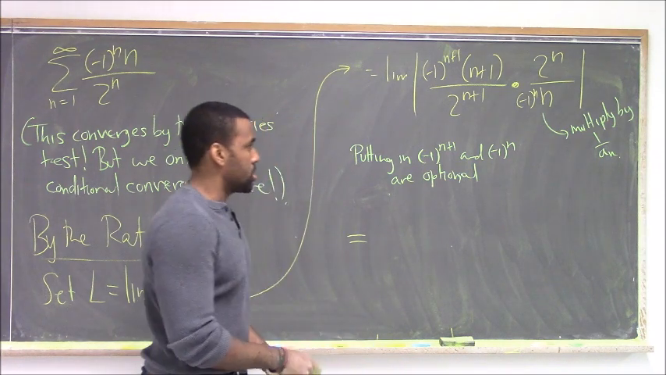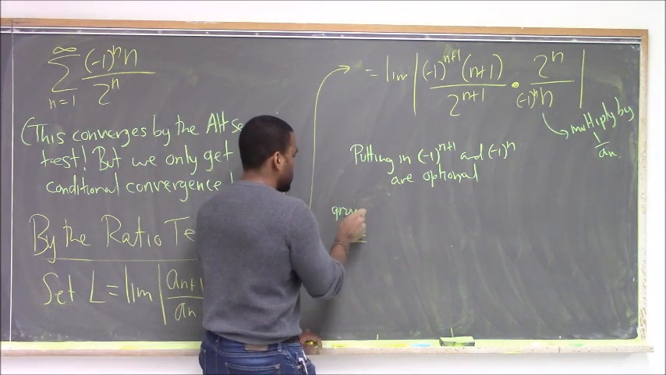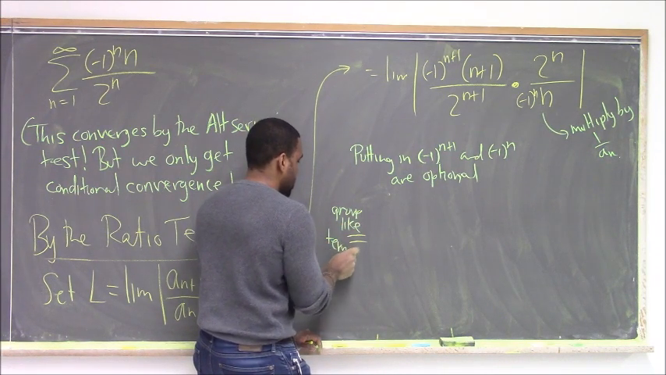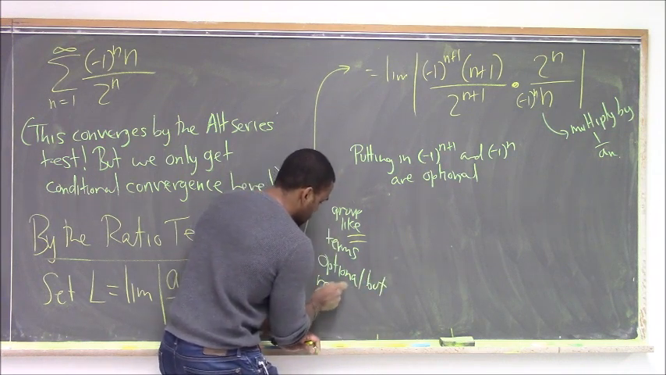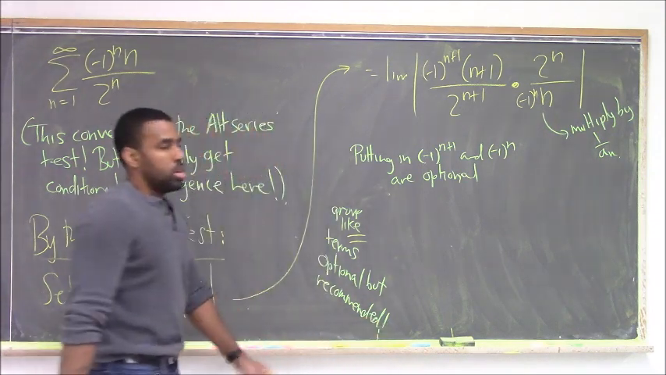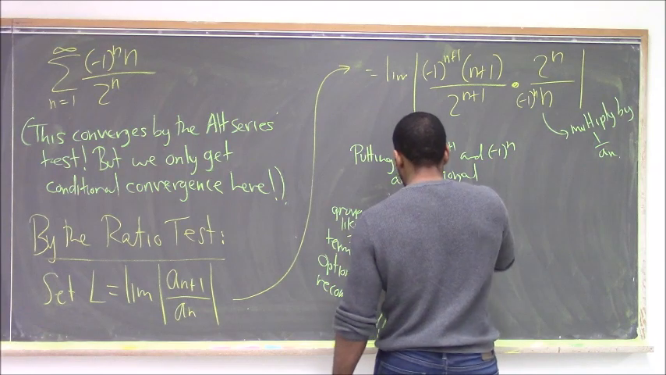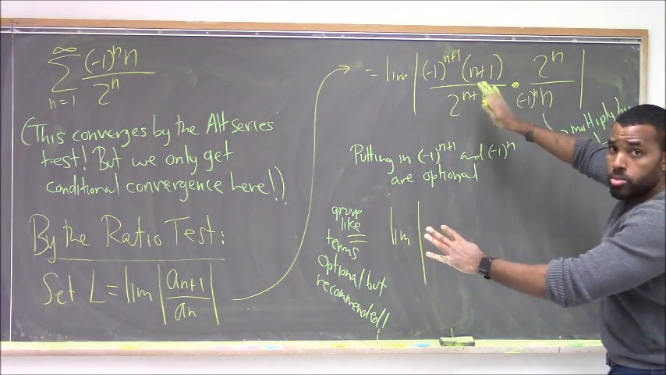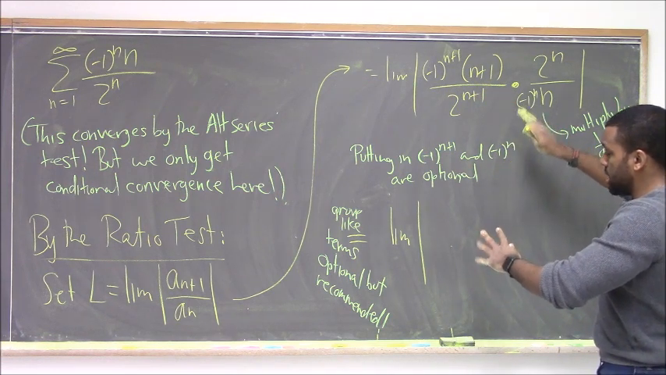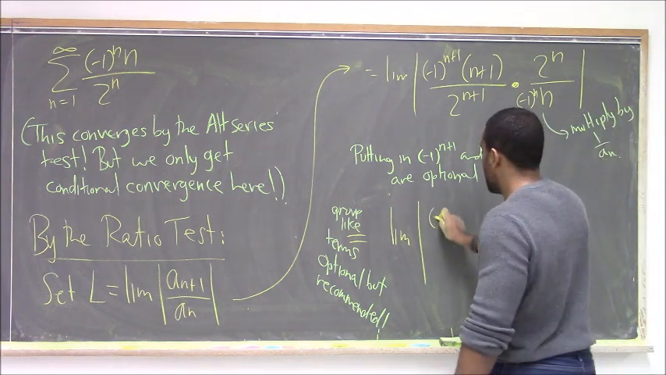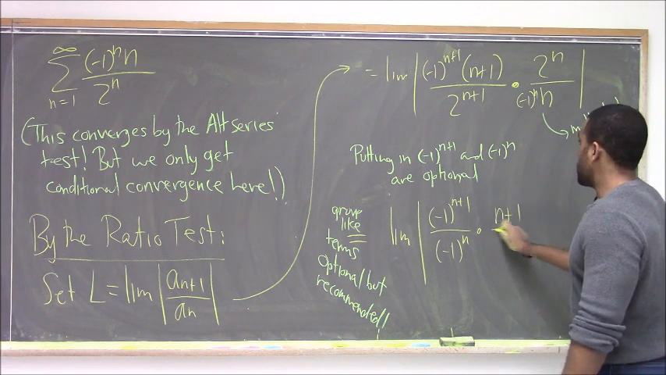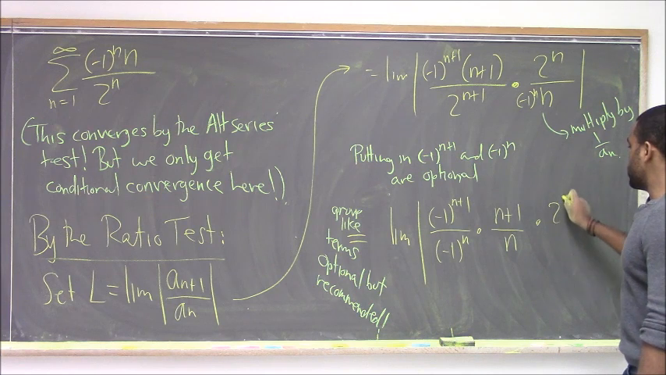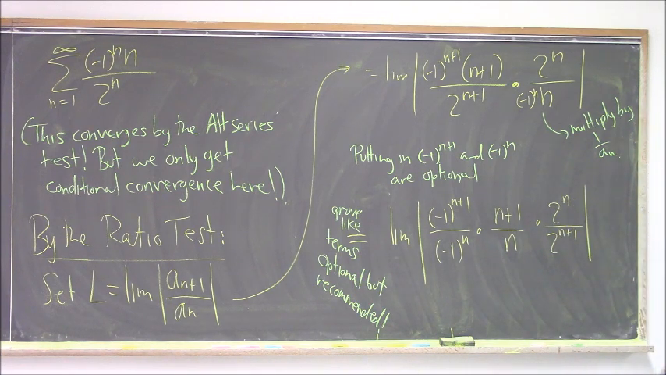Here's something that I do sometimes, is to group like terms. And I would require this as optional but recommended. Okay, what do I mean by group like terms here? Well, we're going to have a bunch of things all over the place, and ultimately we're going to want to simplify this before actually taking the limit. So what I like to do, especially when things get very complicated, is to group similar things together, in the sense that the minus 1 to the n plus 1 is very similar to the minus 1 to the n in the denominator. The n plus 1 is a polynomial, and there's an n in the denominator. Also, I have 2 to the n over 2 to the n plus 1. So I group the negative signs, I group the polynomials, and I group the exponentials.